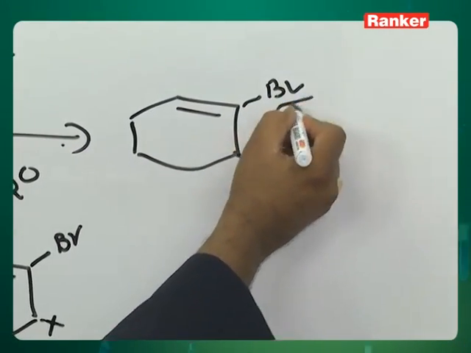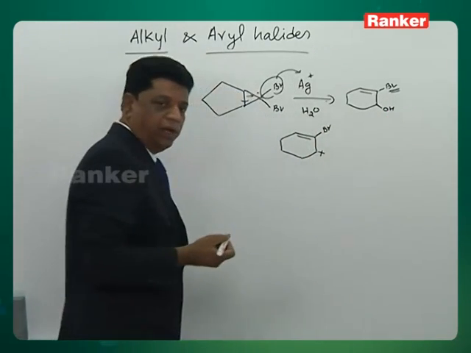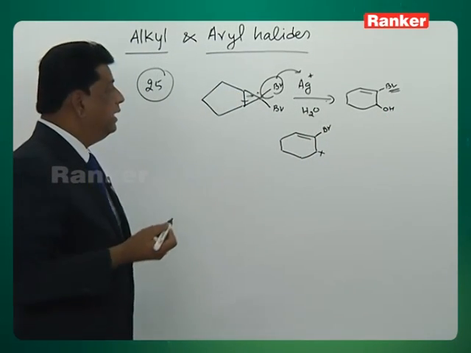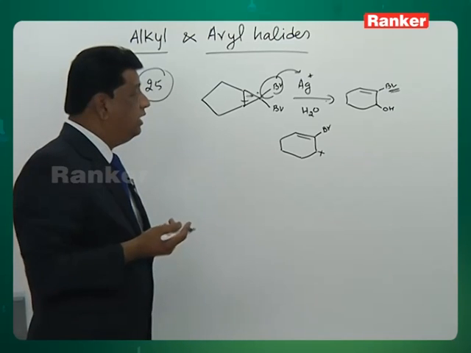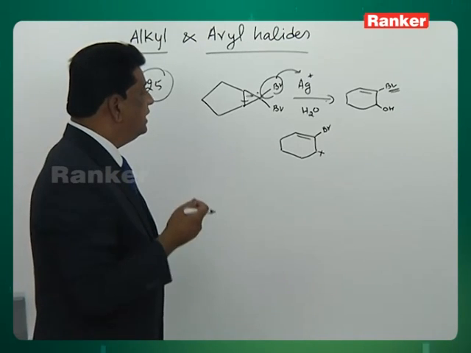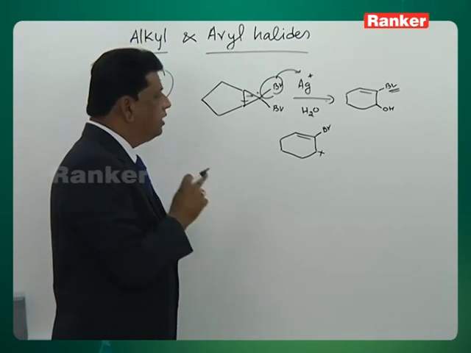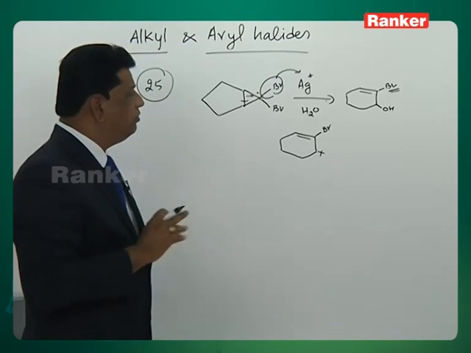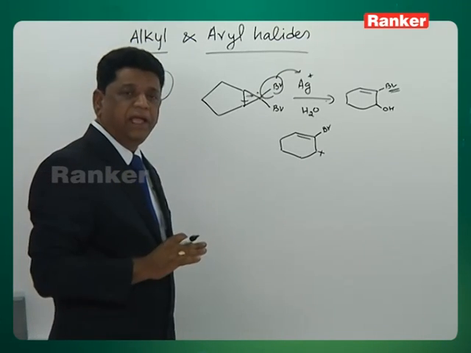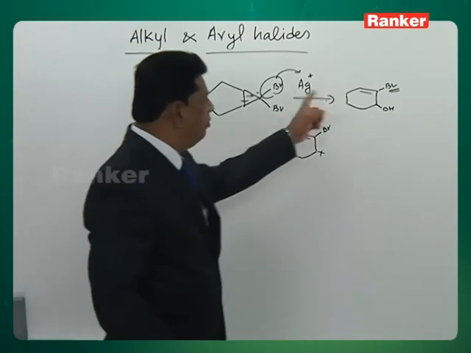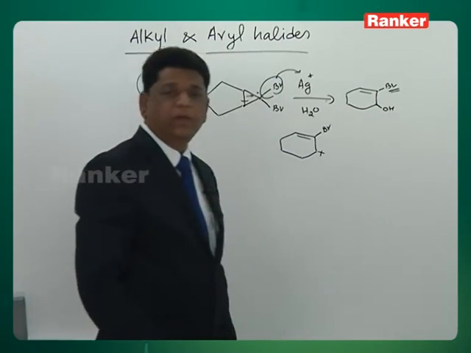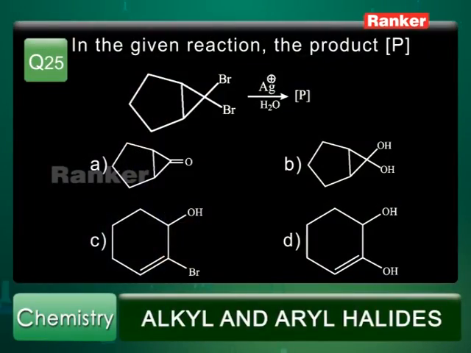This bromine also may undergo hydrolysis in general, but it's a vinyl type. So it is resonance stabilized through the double bond. Therefore bromine will not be that easily hydrolyzed. So you will get a vinyl bromide adjacent to the hydroxy. Therefore answer C is the right answer.